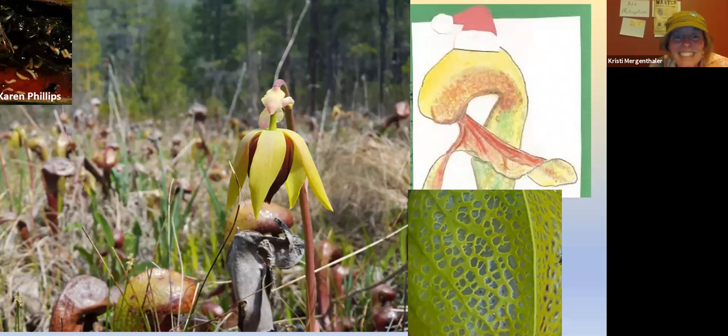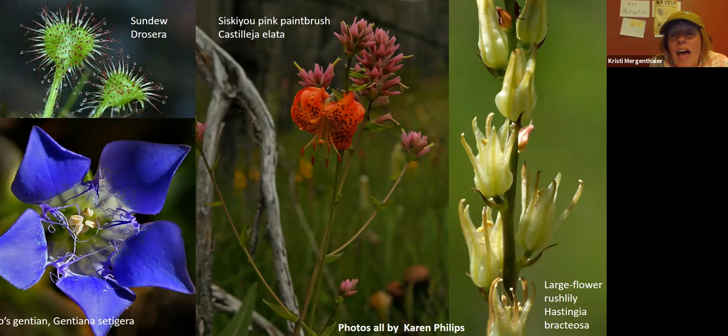The fens in the Klamath-Siskiyous not only have these great carnivorous plants, they actually often have two other species, including the sundew and the butterwort, but lots of rare plants. And some of them are only known in the Illinois Valley. Like, for instance, the large flower of rush lily, Hastingia bracteosa, of which there's actually a purple variety that may or may not be a different species.